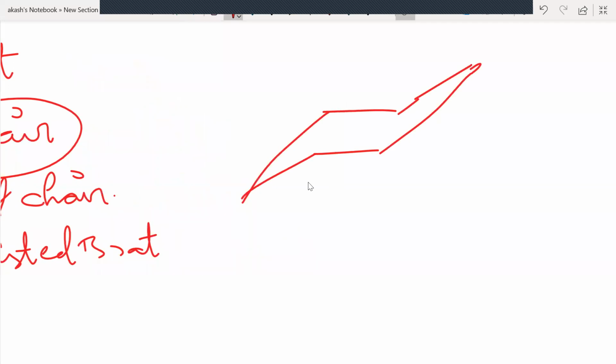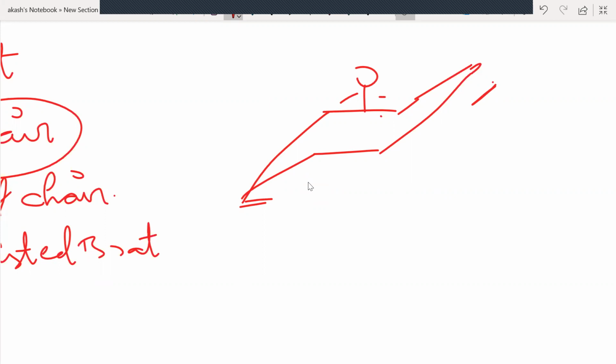Right, so this is exactly how it's going to look. You can see this is like a chair, with the headrest. This is the headrest. This is the footrest. And this is where the person sits. So this is how the chair looks.